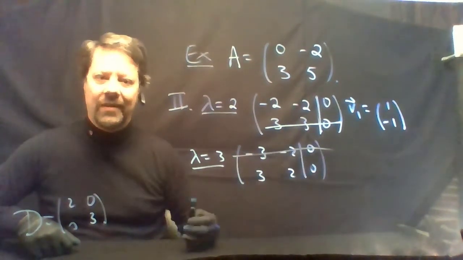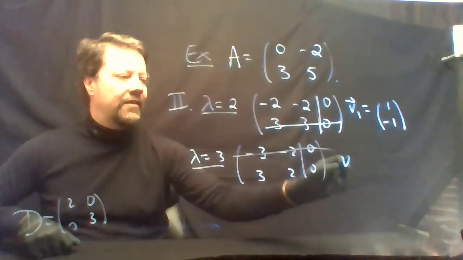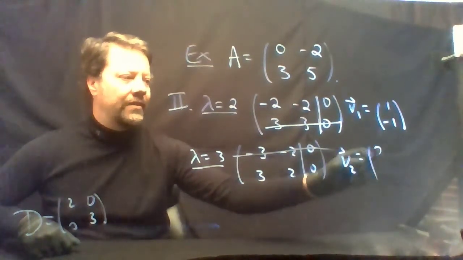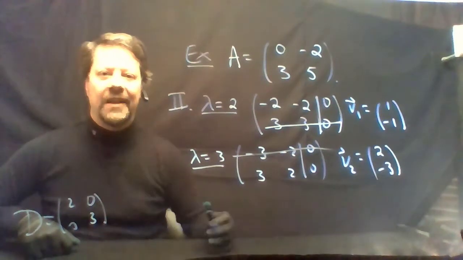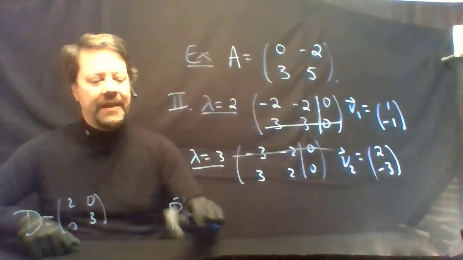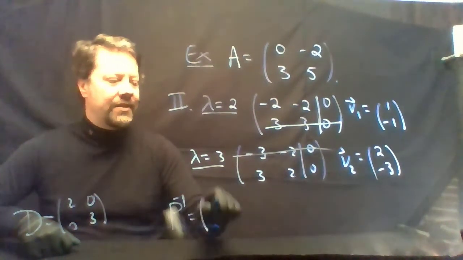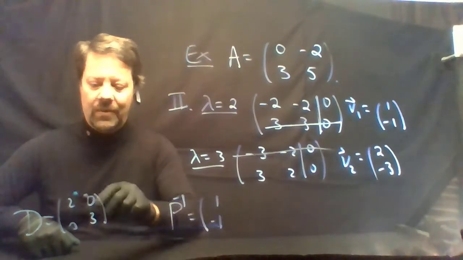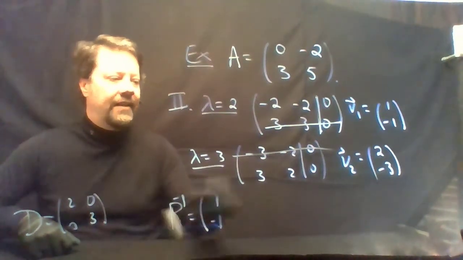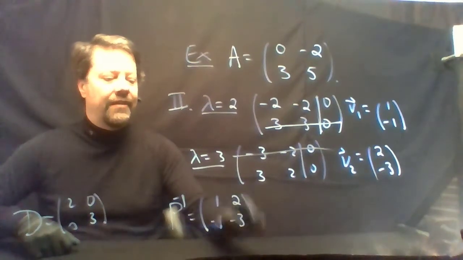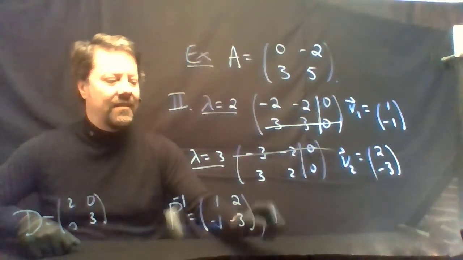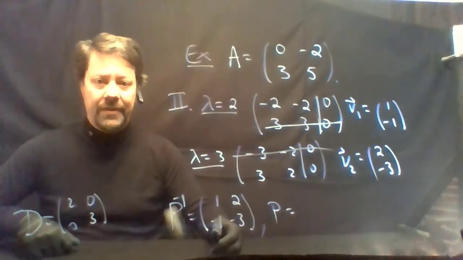We can cross out one of those two rows. Looks like our v2 will be the vector 2, negative 3. We can choose P inverse then to be the matrix 1, negative 1, that corresponds to v1, and then 2, negative 3.